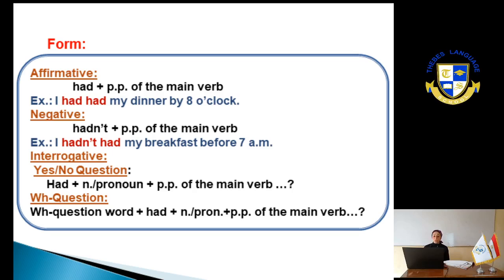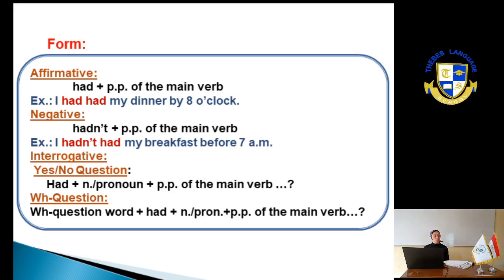For the negative, we use hadn't plus verb in the past participle of the main verb, or the third form of the main verb. For example, I hadn't had my breakfast before 7 a.m. I hadn't played football before 6 a.m. and so on. For the interrogative, we are having yes and no questions and the WH question. Yes and no question, we start with had plus personal pronoun or noun, and then the verb in the past participle, and the rest of the question.